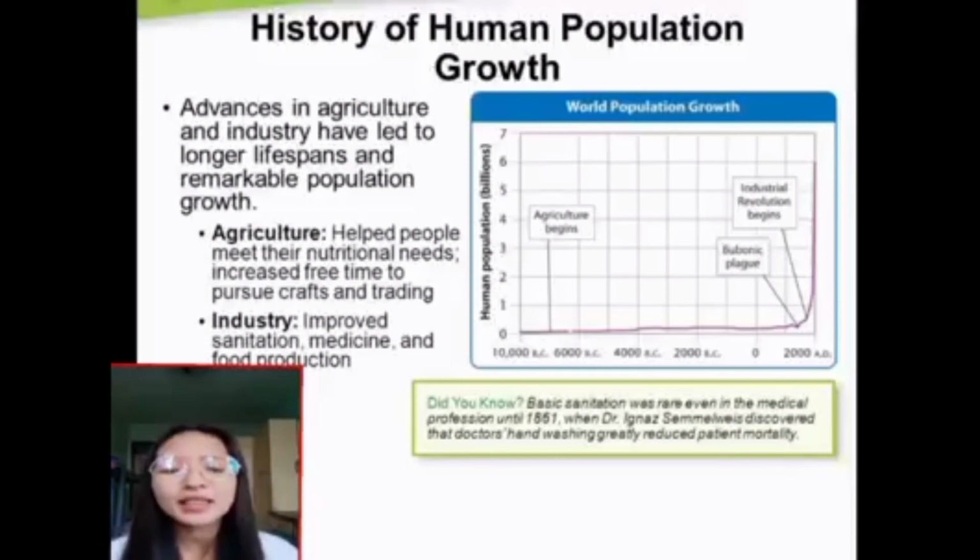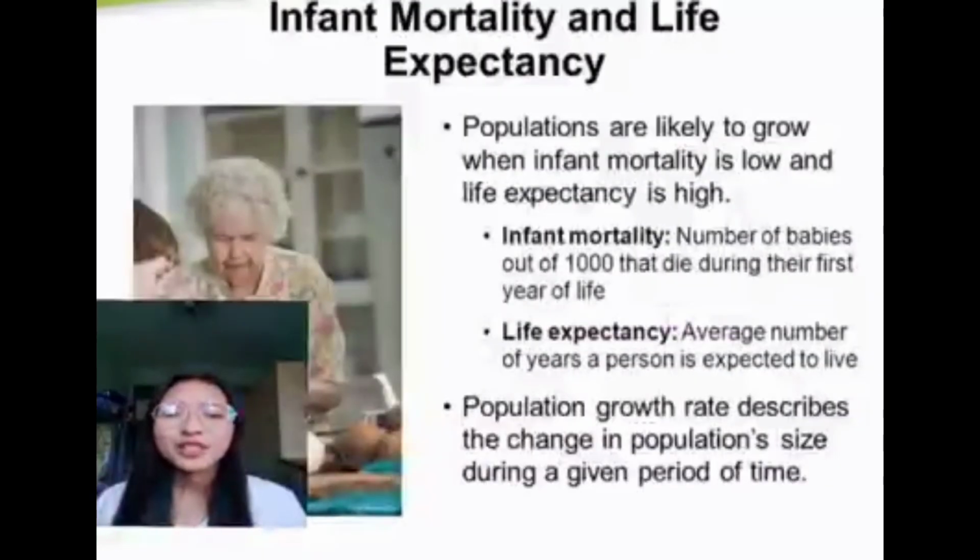Sa pamamagitan ng agriculture at industry, napapadali ang iba't ibang gawain ng tao, tulad na lang ng pagpapatayo ng bahay, pagkolekta ng pagkain, at iba pa. Dahil nakakatulong ito upang mapalago ang kanilang pamumuhay na kung saan nagkaroon sila ng mahusay na sistema ng kalusugan at ng edukasyon. Infant mortality and life expectancy.